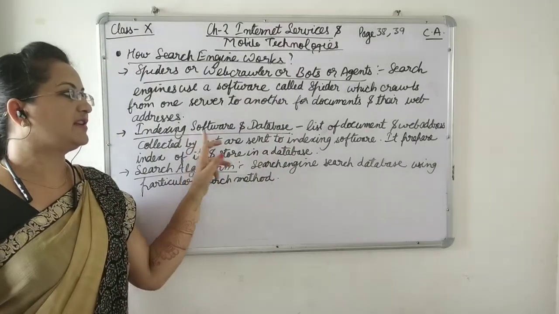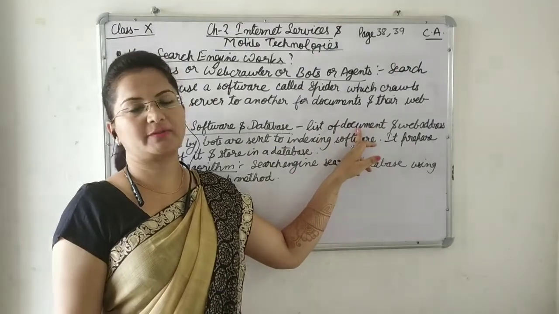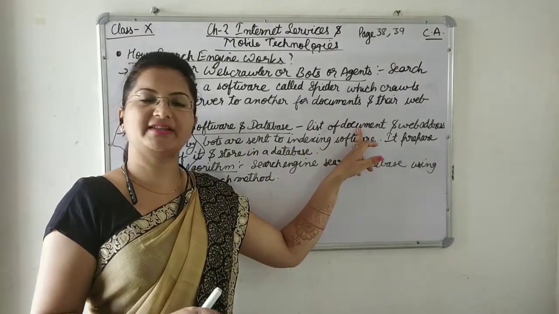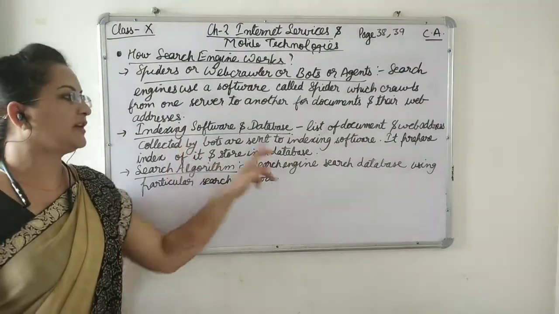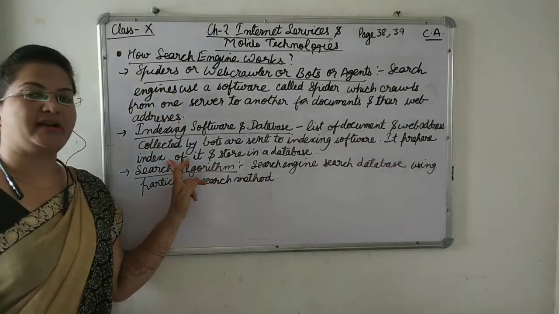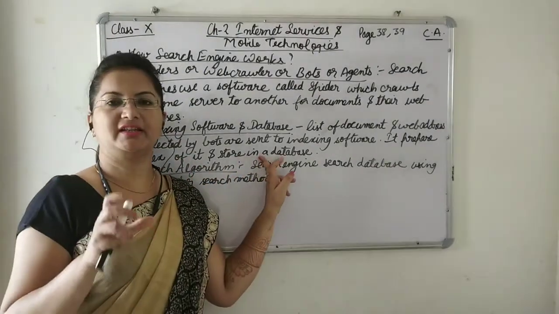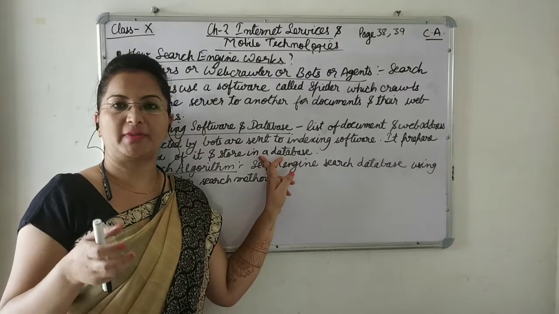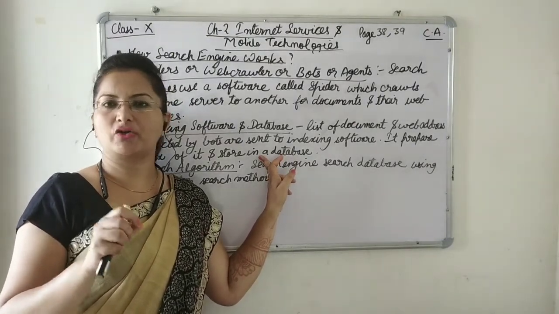Then there is indexing software and database. The list of documents as well as web addresses crawled by the robots will be stored in the indexing software, and then it will prepare the index of it. Like there is an index in our textbook. You have seen the chapter name, then topics, then subtopics and page number. It is very easy to find a topic in a book.